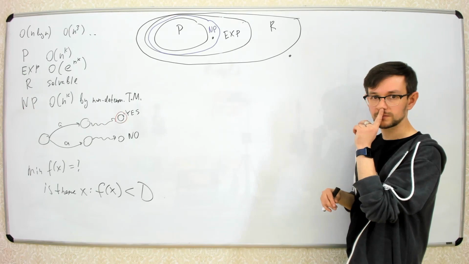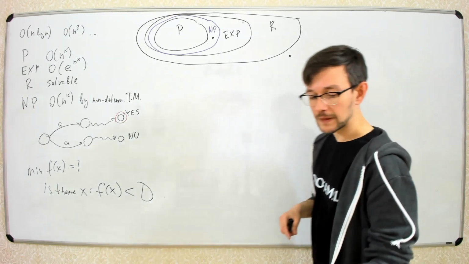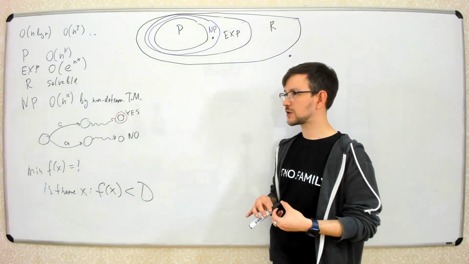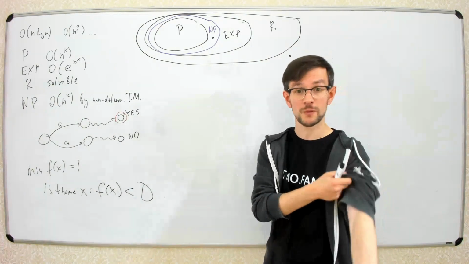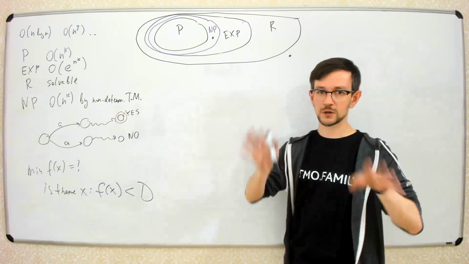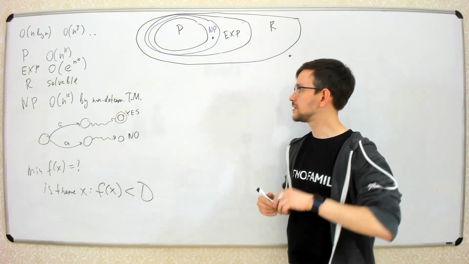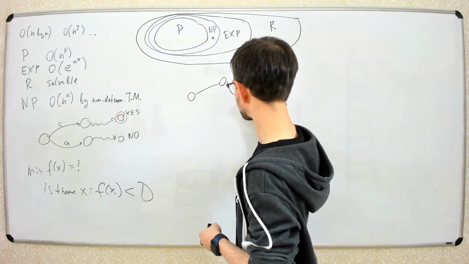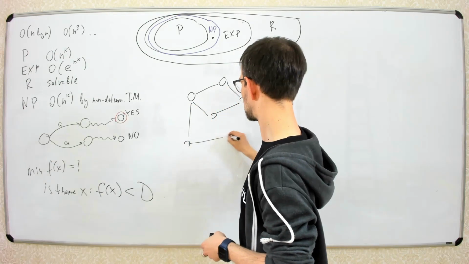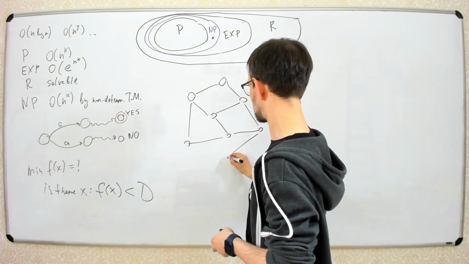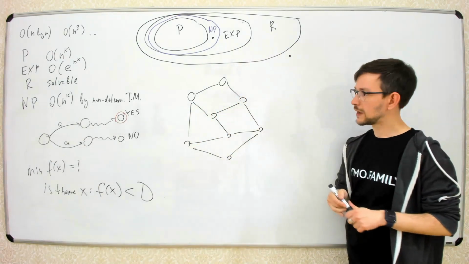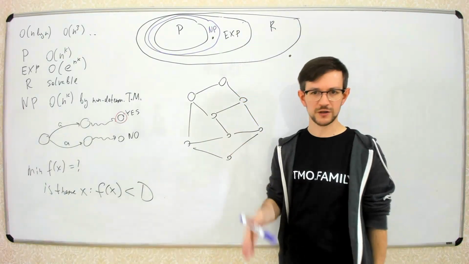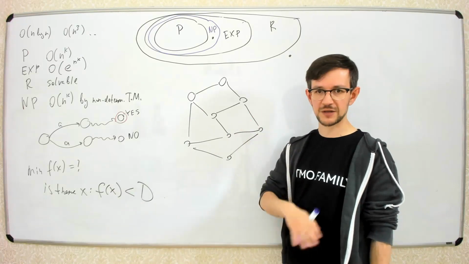What was I talking about? About non-deterministic machines. There is another way of thinking about non-deterministic machines. Let's solve some problem. For example, one of the known NP problems is the problem of finding a Hamiltonian path. You have some graph, and you want to check if this graph contains a Hamiltonian path.